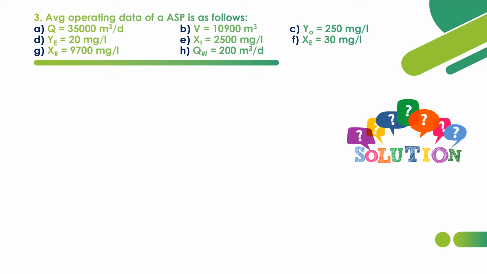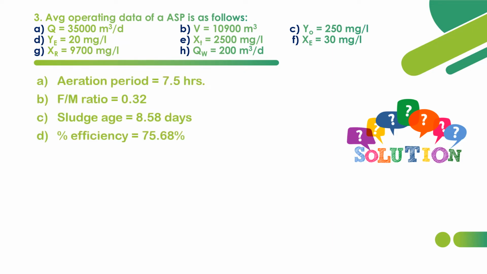MLSS concentration as 2500 milligram per liter, and XC, that is exit, on the exit or outflow, concentration of MLSS is 30 milligram per liter, and XR, that is the returned value, or the recycled value, 9700 milligram per liter, and QW, waste sludge, that is 200 meter cube per day. By using these data, we have to find aeration period, F by M ratio, sludge age, and percentage efficiency. So by calculating all the things and checking with all the options, we will get which options are correct.